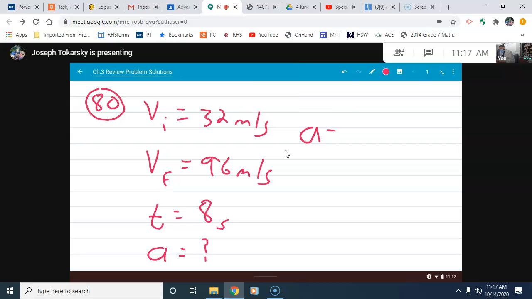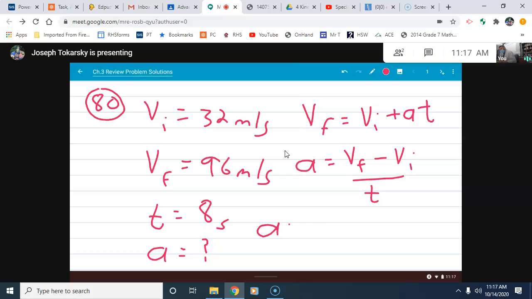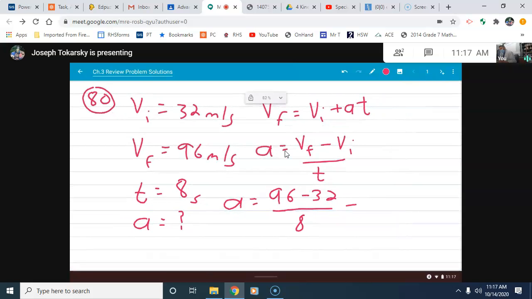So A is equal to, well, equation 1 is what we would use here. VF equals VI plus AT. Keeping it around and rearranging, A equals VF minus VI over T. Plug in the numbers, and that's 96 minus 32, which is 64, divided by 8. 64 divided by 8 is 8. What's the units on acceleration? Carson: Meters per second squared. So pretty straightforward. Nothing really tricky about that one.